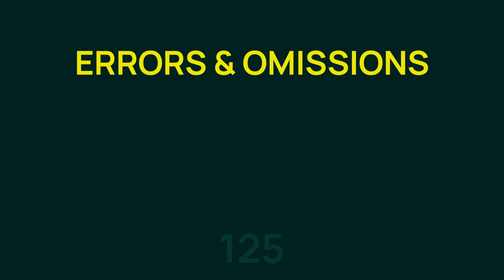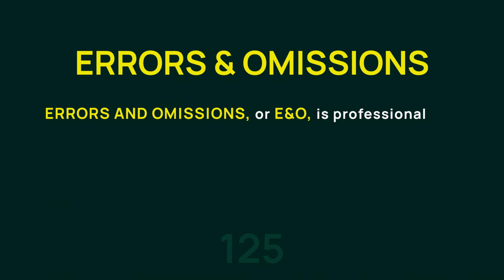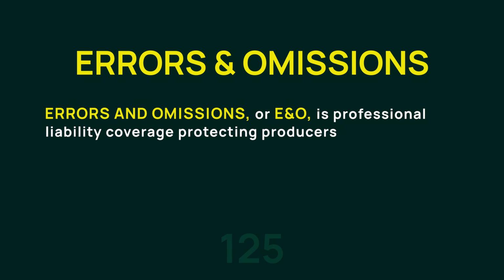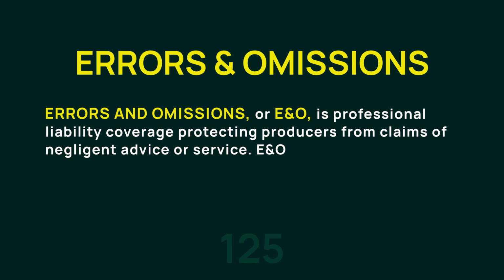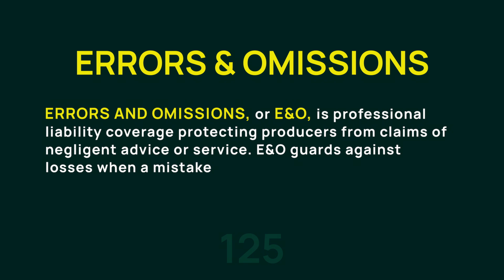Errors and omissions. Errors and omissions, or E&O, is professional liability coverage protecting producers from claims of negligent advice or service. E&O guards against losses when a mistake or oversight harms a client.